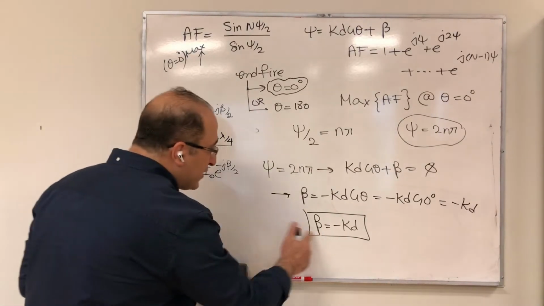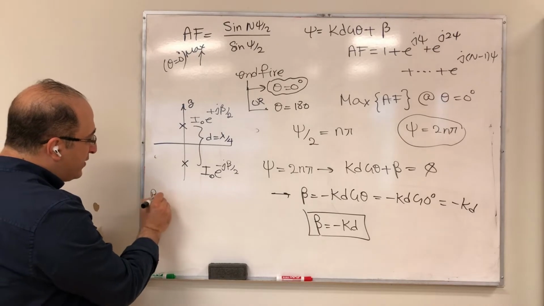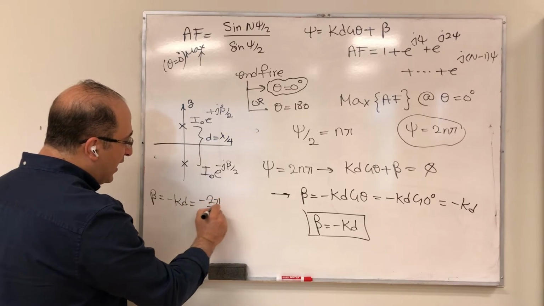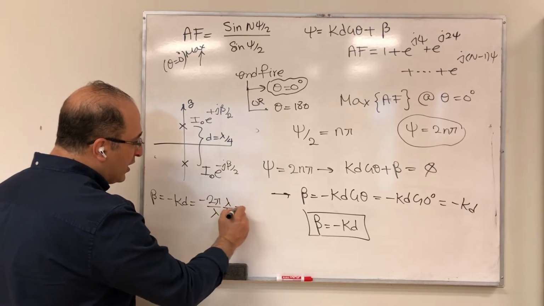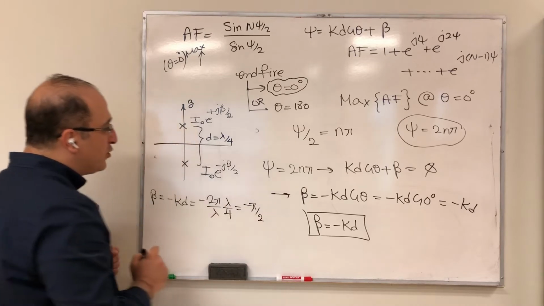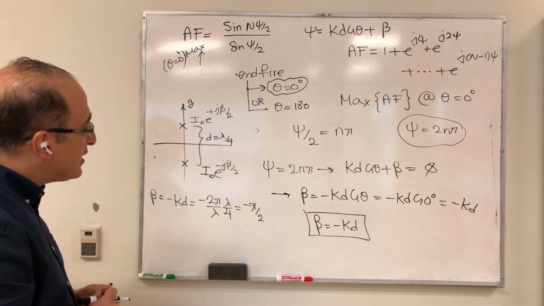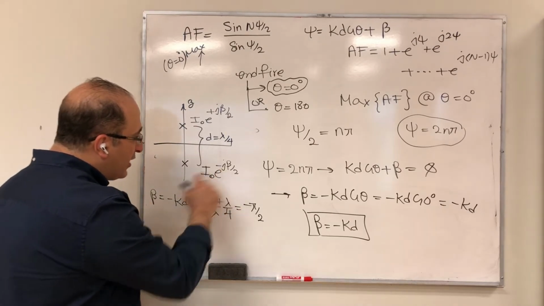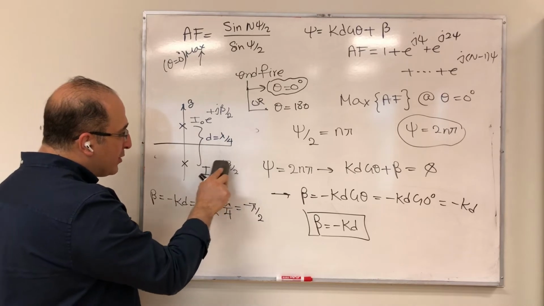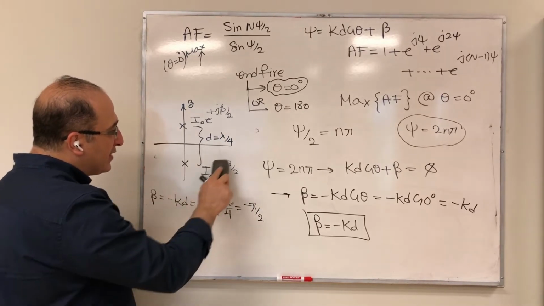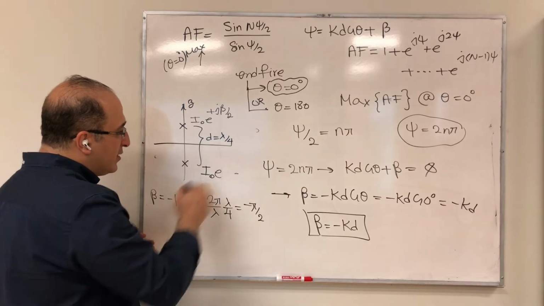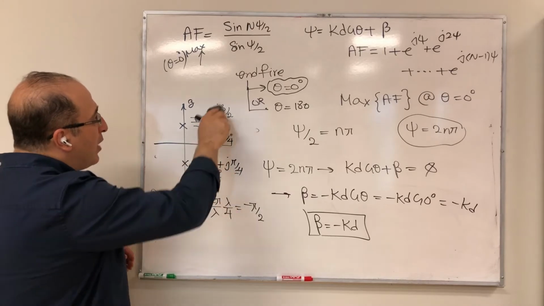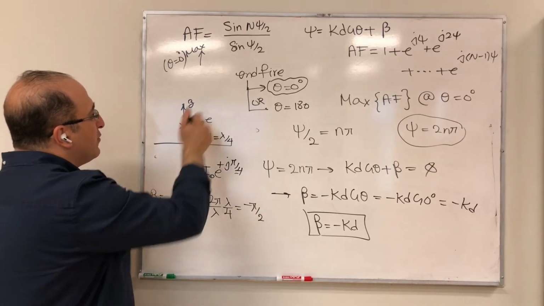And based on this thing that I have, what is my beta? Beta is going to be minus kd. And k is 2 pi by lambda, and d is lambda by 4, so it becomes minus pi divided by 2. So my beta becomes minus pi divided by 2. So let's substitute that here. So beta, minus pi divided by 2, goes here. So this becomes pi divided by 2 with a negative sign. So it becomes plus j pi divided by 4. And this becomes minus j pi divided by 4.